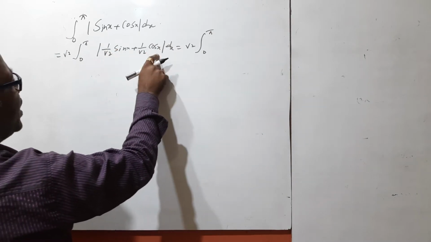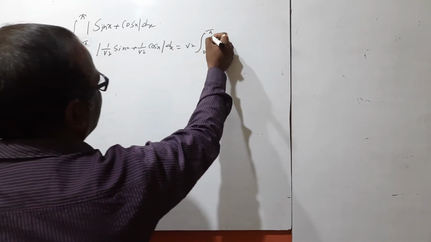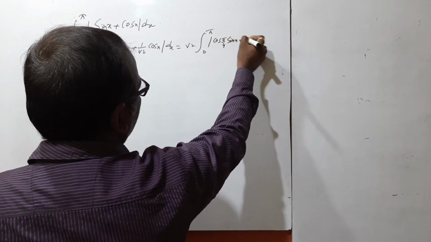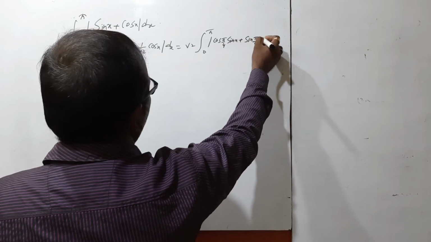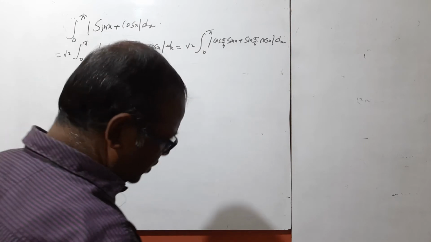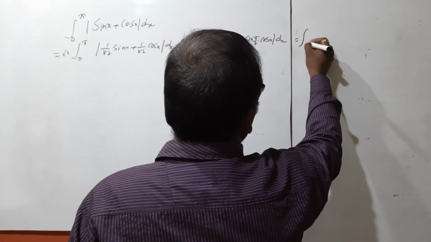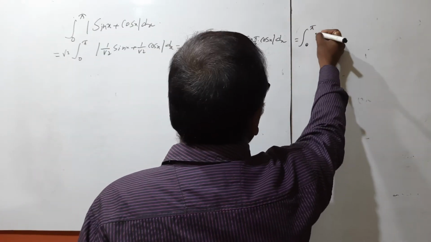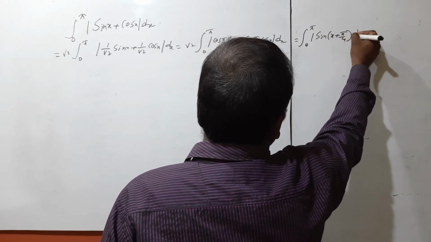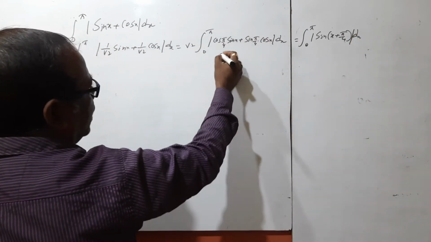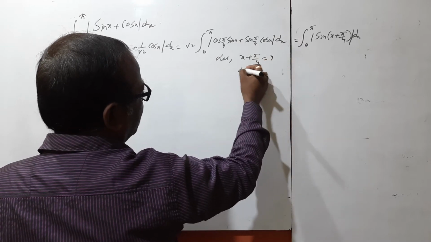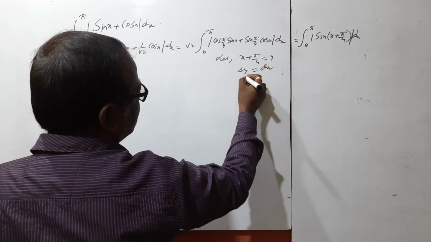now this is, let us assume, sin a cos b plus cos a sin b. Let us assume cos 45, now this is cos pi by 4 and sin x, and this is sin pi by 4 and cos x dx, okay, and this is equal to the integral from 0 to pi of mod of sin of x plus pi by 4 dx. Okay, now let x plus pi by 4 be y, differentiate: dy equals dx.